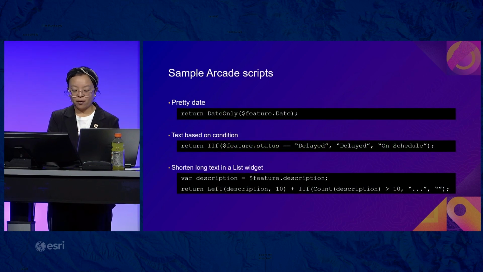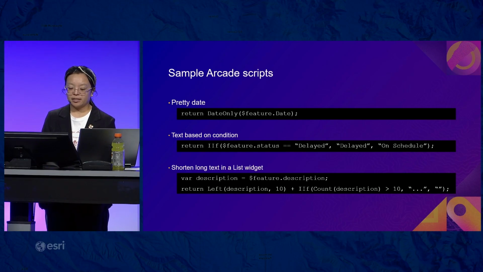There are some sample Arcade scripts here. We can use it to make a pretty date. If a date includes date and time, and we want to use only the date, we can use the function DateOnly to return it. We can also display a message based on a condition. We can use if. We can also shorten long text in a list widget. It will display dynamically, and we don't need to change the values of the data.